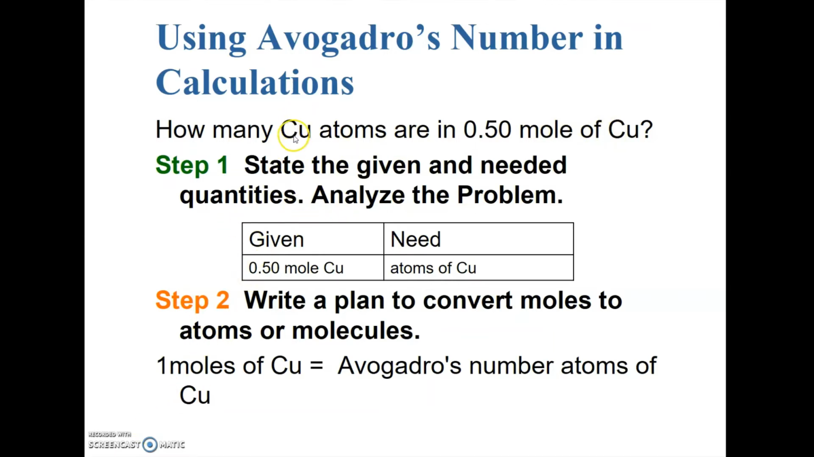As you can see, if it was 1 mole, then we knew how many copper atoms we would have had, which would have been 6.02 times 10 to the power of 23. But we do not have a mole, we have half a mole. In this problem, we are going to be finding the number of copper atoms in 0.5 mole of copper. We know that 1 mole of copper has Avogadro's number of copper atoms, but the given amount is not 1 mole, it's 0.5 mole.